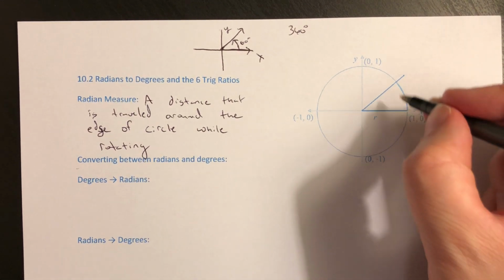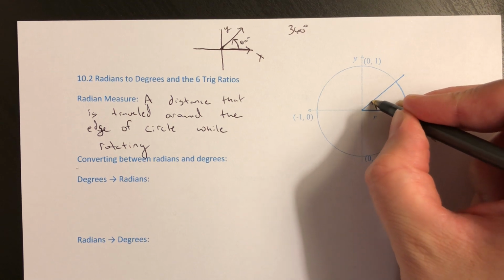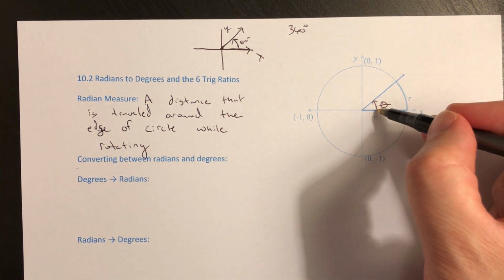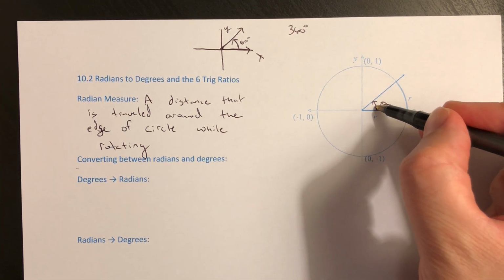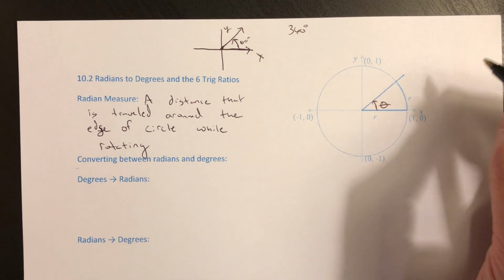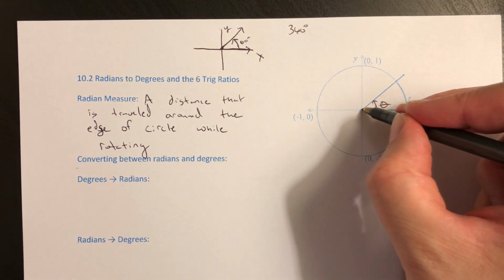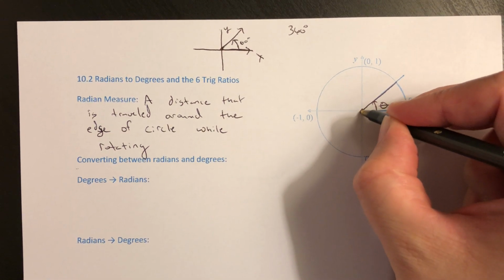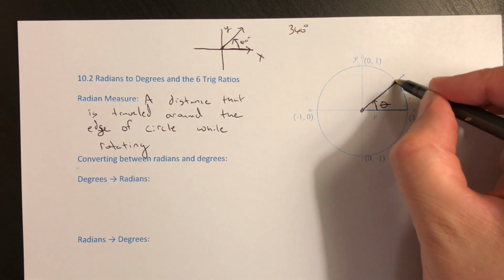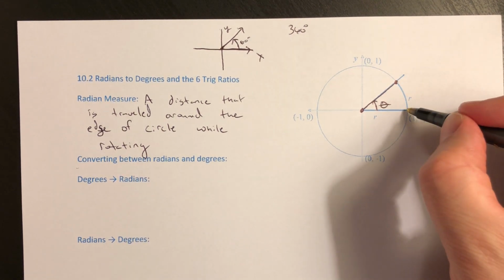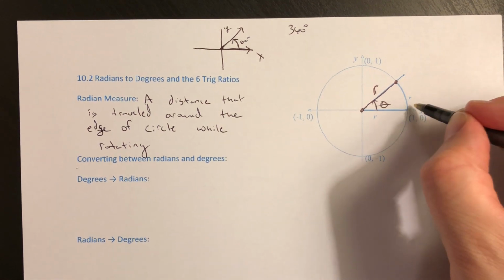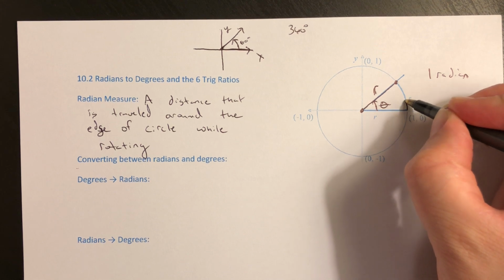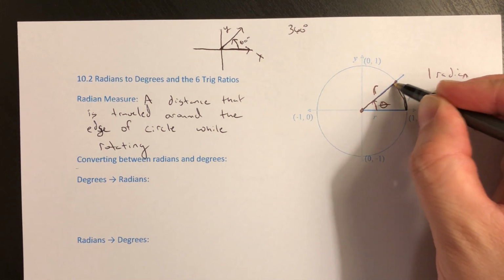So here's an example here. Let's say we rotated theta. Remember, theta is our variable we use for degrees for rotation. So we rotate this much, so we rotate from here to here. If this is the radius, remember radius is the distance from the center of the circle to the outside of the circle. Let's say that's radius r, 1 radian would mean that we traveled 1 radius distance around the circle.